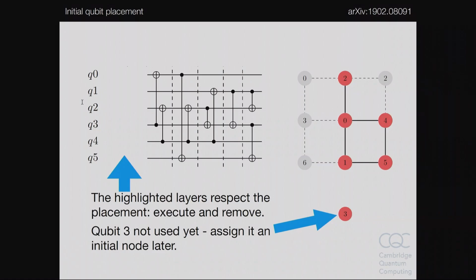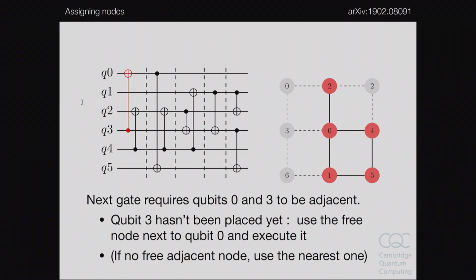And you also see that we didn't place our 3rd qubit on our graph to start with. That's because it wasn't in any immediate interactions, but when we find an interaction using it, then we'll place it, which happens to be for the circuit I showed you right now. So we find the node qubit 0 is on, and in this case, that's the one bang in the center, node 4, and we try and place qubit 3 next to it. And in this case, we've got a free node at 3, so we add it there. If there wasn't a free adjacent node, we just find the closest one possible and add it.